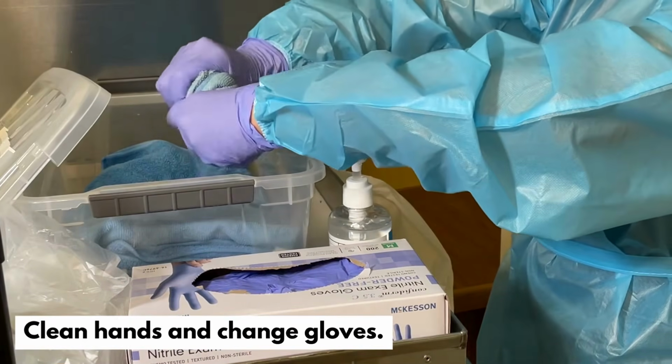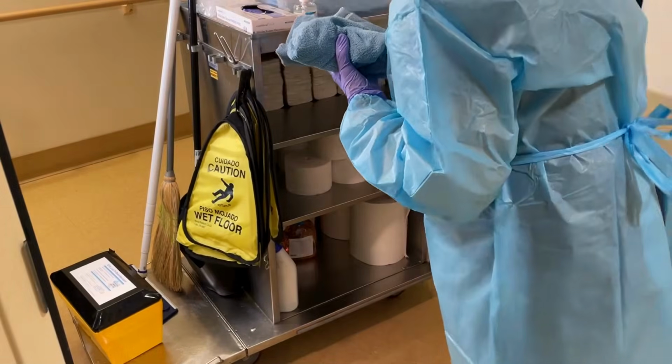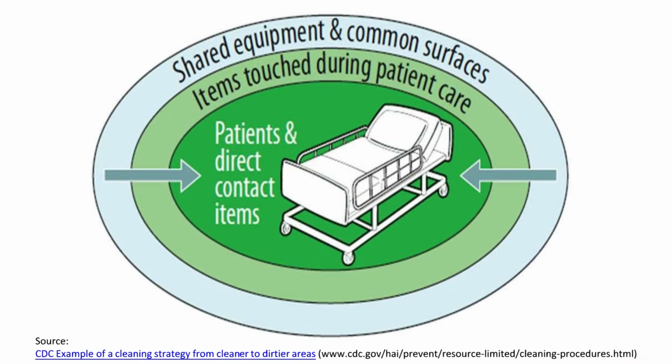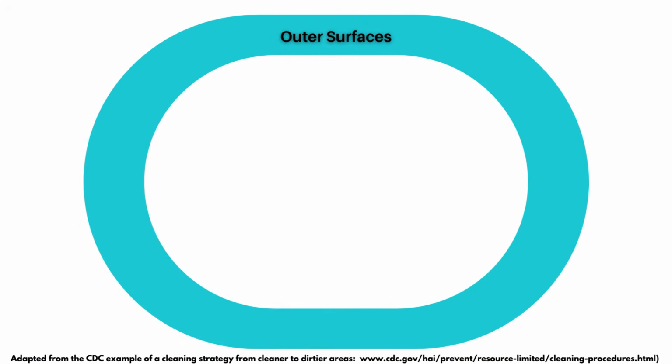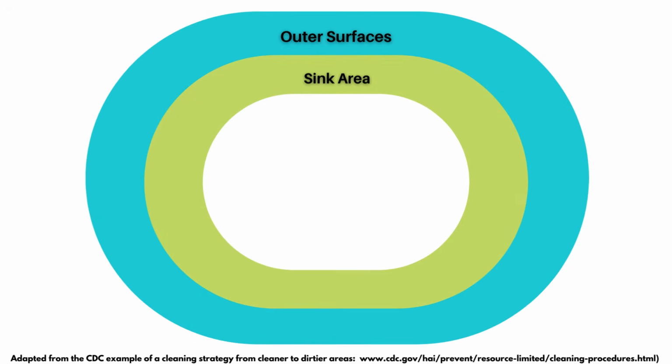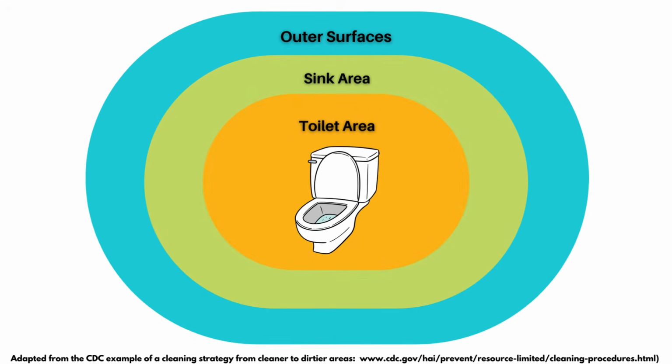The bathroom area is next. Start by putting on a new pair of gloves and gather all supplies you will need to clean a bathroom. Just like the resident area, the bathroom is divided into zones. Zone 1 is the high-touch areas such as door handle, light switches, handrails, and shower area. Zone 2 is the sink area, and Zone 3 is the toilet area.